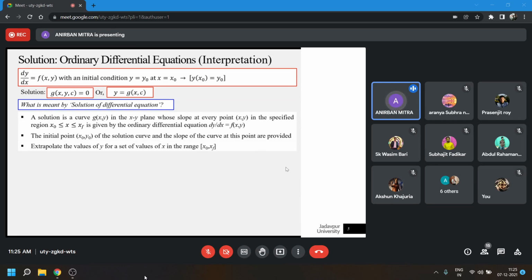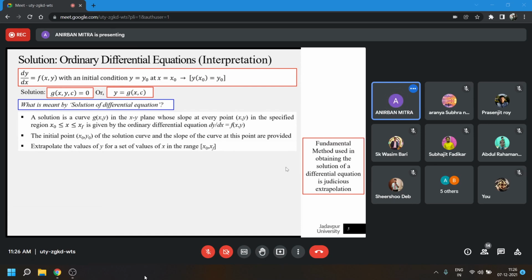And the easiest way to do that is to extrapolate the values of y for a set of values of x in the range x0 to xf. Starting point is known, the slope is known at the starting point. So we extrapolate at certain different values of x within the zone x0, xf, and find out the values of y at those x values.